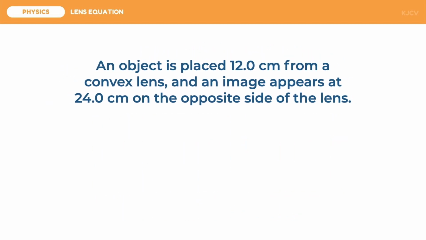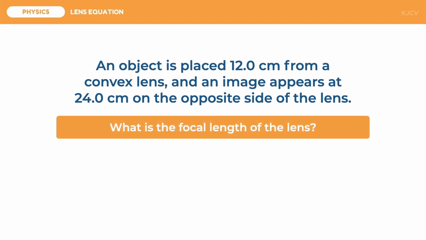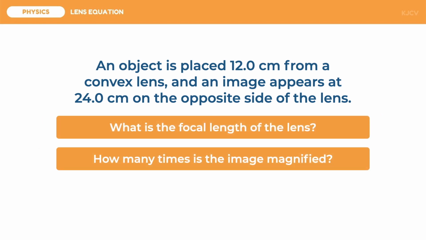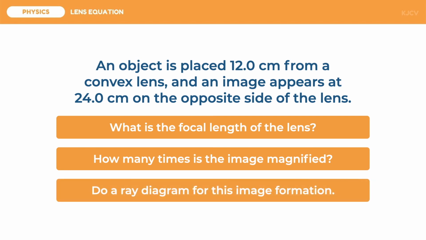For the first problem, an object is placed 12 cm from a convex lens and an image appears at 24 cm on the opposite side of the lens. What is the focal length of the lens? How many times is the image magnified? And do a ray diagram for this image formation.